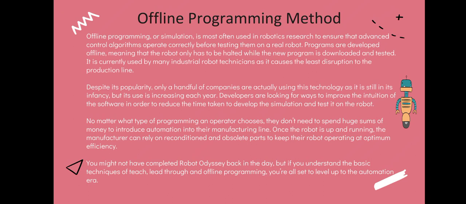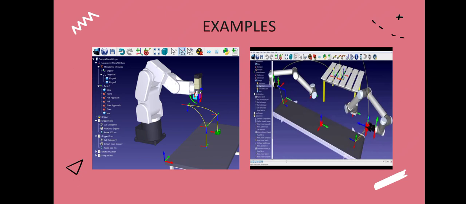No matter what type of programming an operator chooses, they don't need to spend huge sums of money to introduce automation into their manufacturing line. Once a robot is up and running, the manufacturer can rely on reconditioned and obsolete parts to keep their robot operating at optimum efficiency. You might not have completed Robot Odyssey back in the day, but if you understand the basic techniques of teach, lead-through, and offline programming, you're all set to level up to the automation era. So here are the examples for the offline programming.